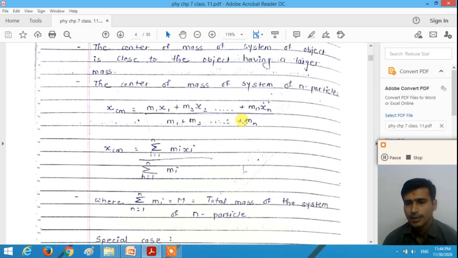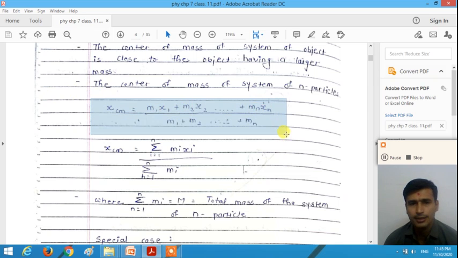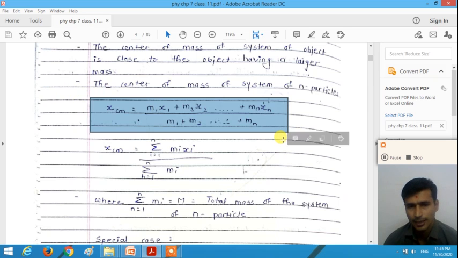where m1, m2, m3 up to mn are the masses of the particles, and x1, x2, x3 up to xn are the positions of the particles, or we can say, in one dimension, the distances of the particles from the origin, right? So this is the formula. This way we can calculate the center of mass in one dimension, right? To calculate the center of mass, we require only two things. Which two things? First is the mass of the particles, or the mass of the objects, and second is the distance of the objects from the origin, right?